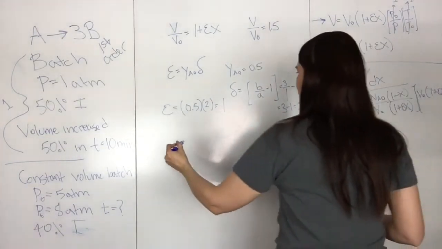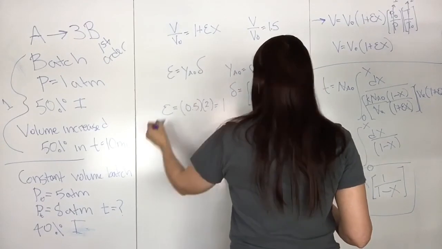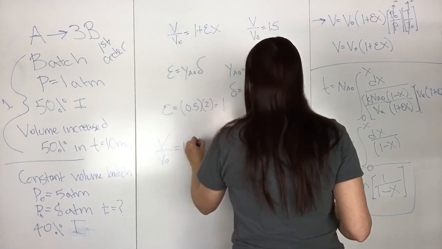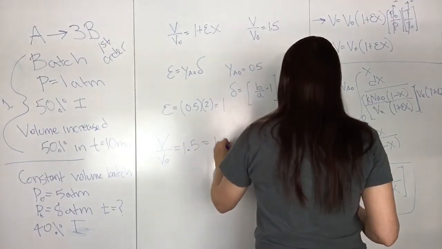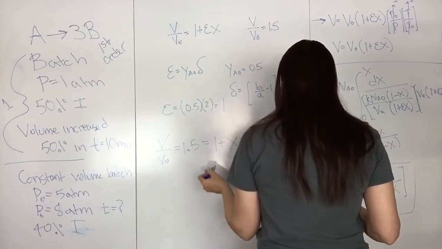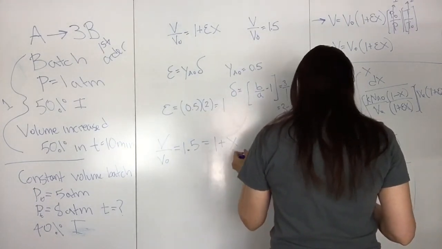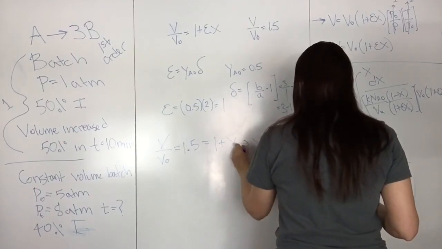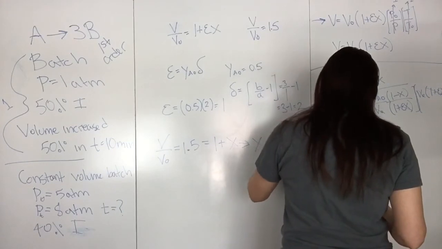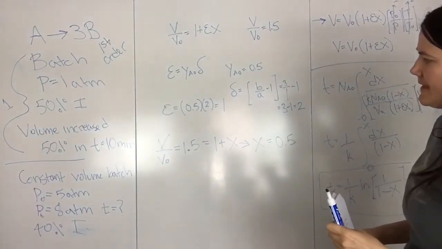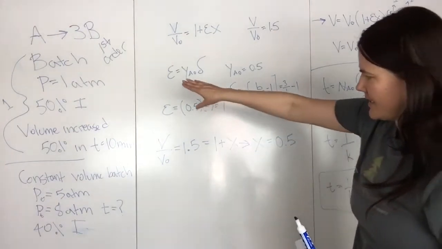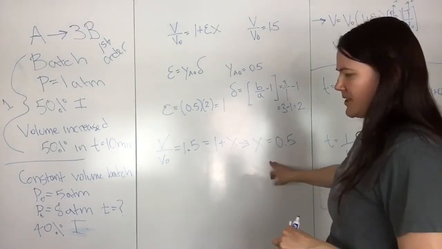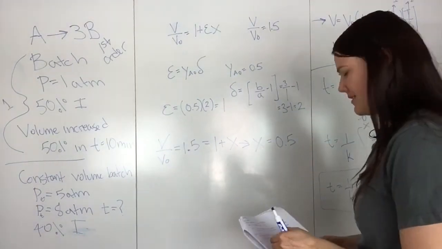So then going back to this equation, we know that V over V naught equals 1.5 equals 1 plus X, because epsilon is 1. So solving this, we get that X is equal to 0.5. So basically, in the time that it took for the volume to increase by 50%, in 10 minutes, you had 50% conversion.